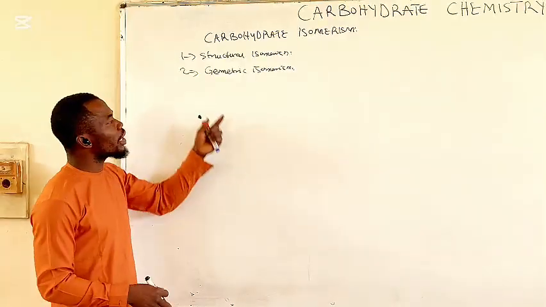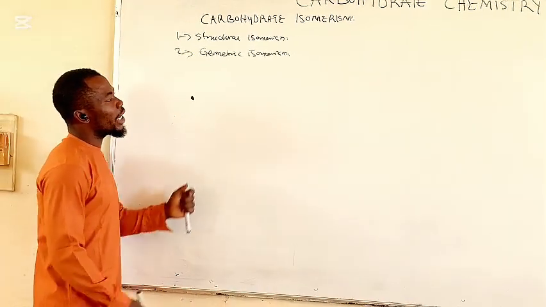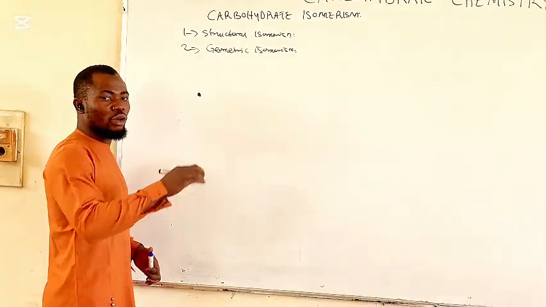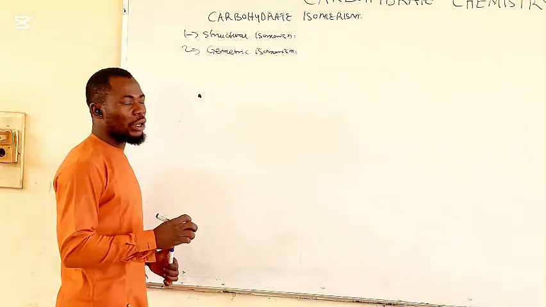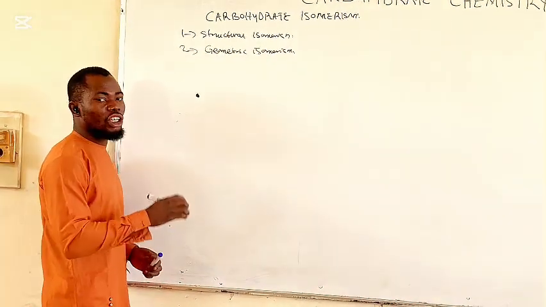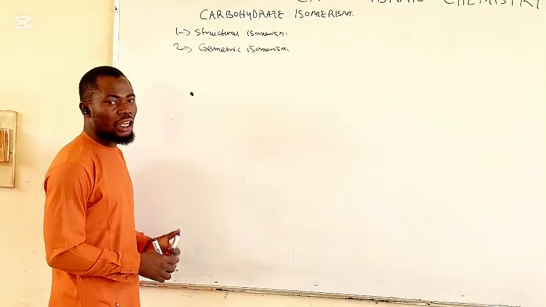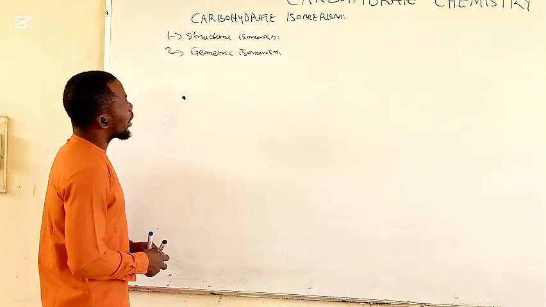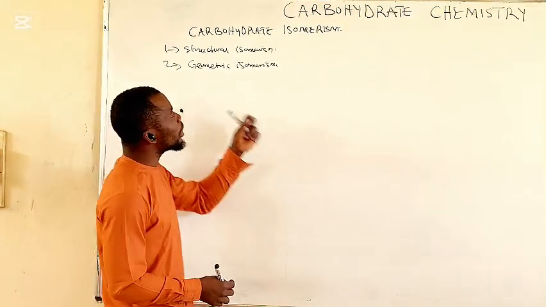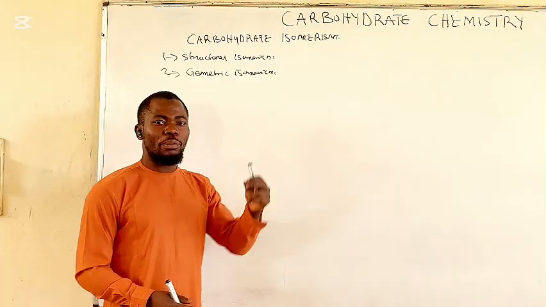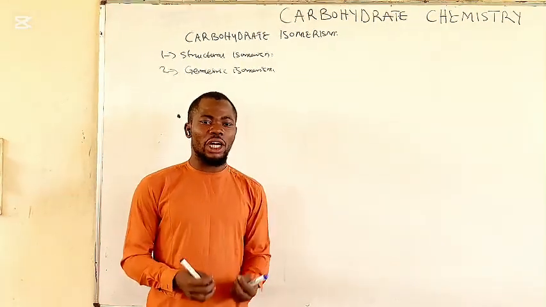Whereas geometric isomerism is a phenomenon whereby two molecules have the same molecular formula and the same structural formula, but they differ in the orientation of the carbon atoms in space. That is, they have different spatial arrangements. Carbohydrates are able to exhibit isomerism due to the presence of asymmetric carbon atoms.